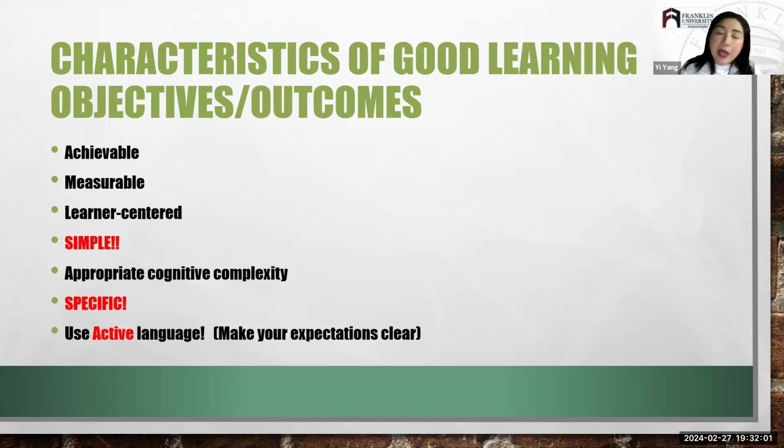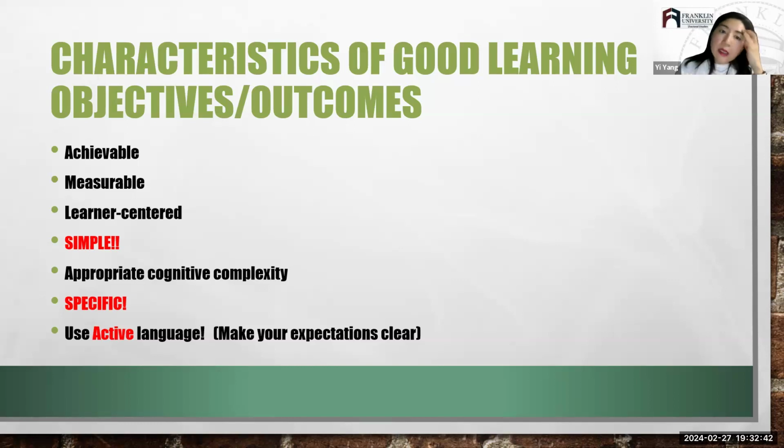And that measure can also be, for example, let's use math as an example. You have to compute using a math formula to compute a mathematical problem at 100% accuracy. So that 100% accuracy is a measure. Which means your outcome must be able to be measured by certain criteria.